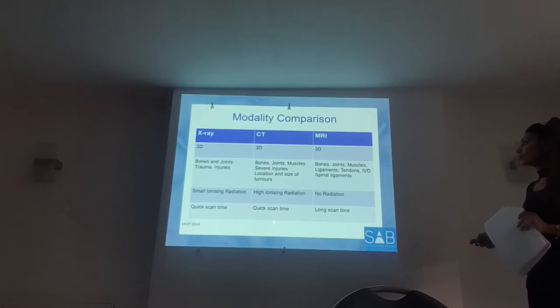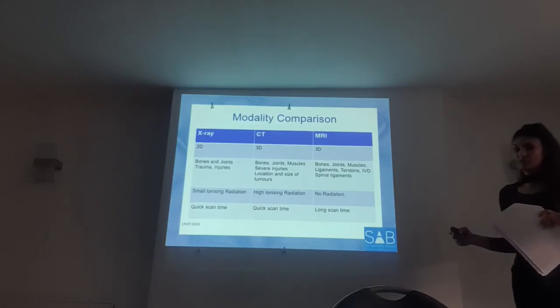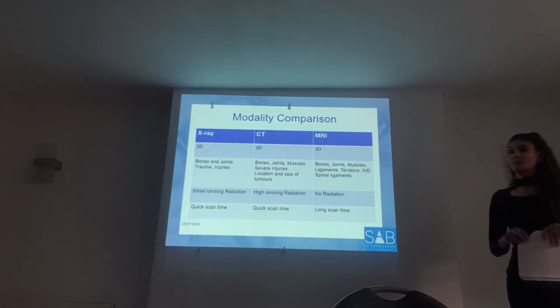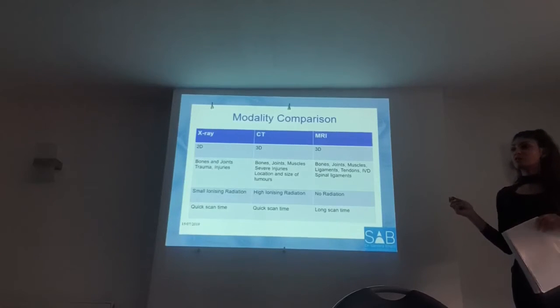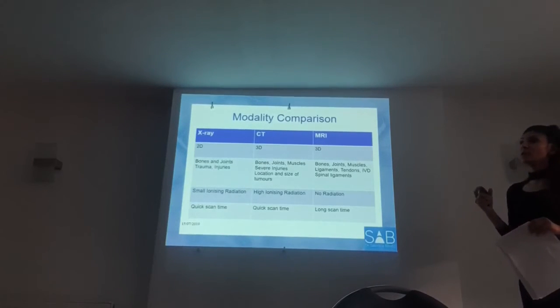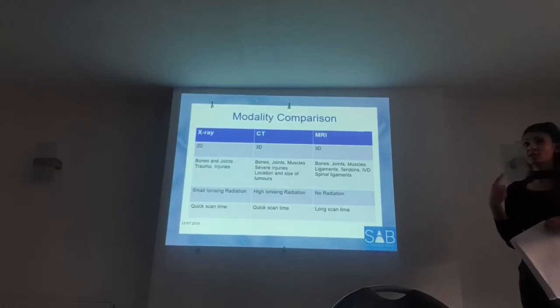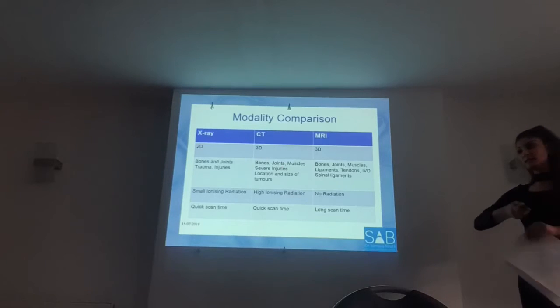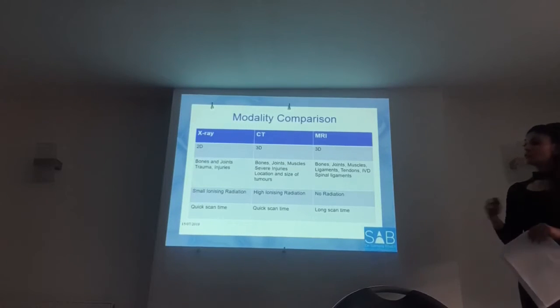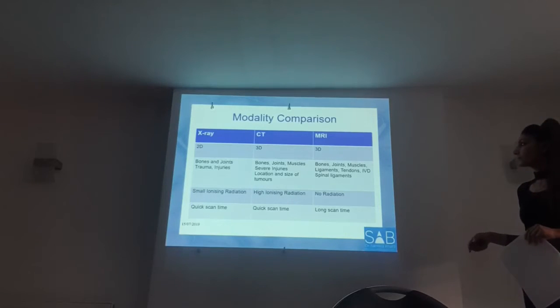CT is actually being used for injections as well. A bit like arthrograms for the MRIs, instead of using fluoroscopy to guide and locate the needle so you know exactly which area you're injecting the dye in, CT is now being used for that. They just go in and do it under CT rather than injecting under fluoroscopy and then taking the patient to MRI. They're doing it all under CT now, so it's becoming a bit more popular.